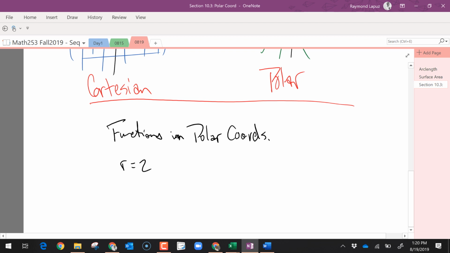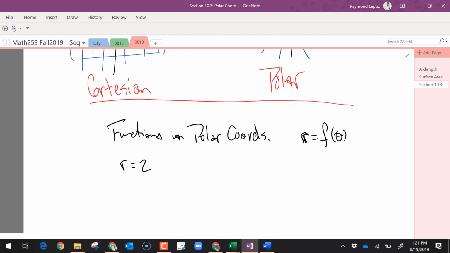If we take a look at a constant function, usually we think about this as f of theta. Instead of saying y is equal to f of x, we would say r is equal to f of theta. r is equal to 2 is a constant function that doesn't depend on theta. So that is to say, it doesn't matter what my angle is, my r is going to be 2. What do you think this is going to look like? It's going to be a circle.